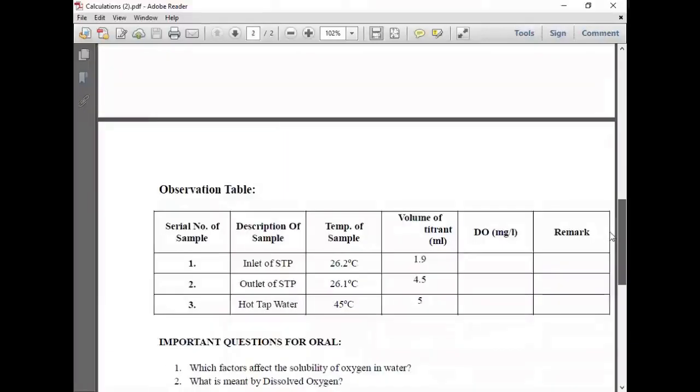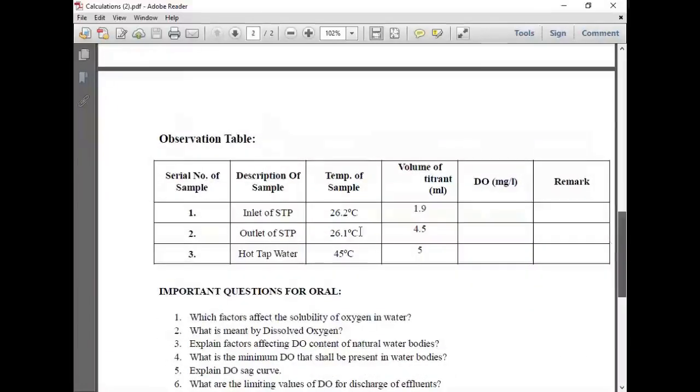This is the observation table. We have considered a few more samples. Here, the description of the sample is given. Inlet of the STP. STP means the sewage treatment plant. Outlet of the STP, that means the treated water coming out through STP. And there we have also taken the hot tap water. We have done the analysis. The temperature and the volume of the titrant that was required is given here.